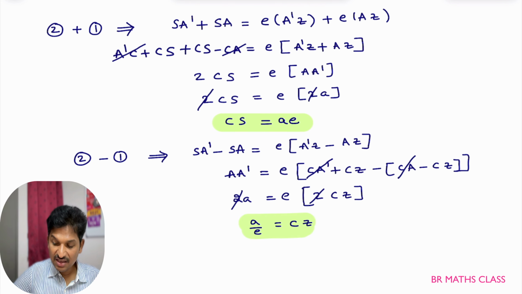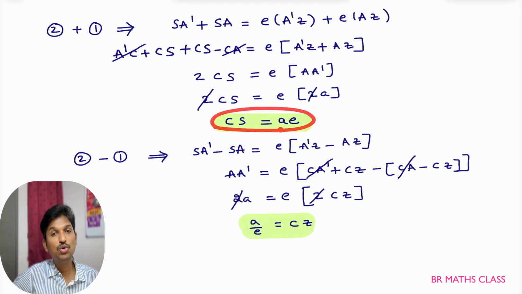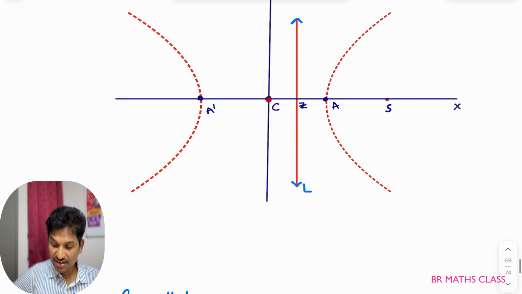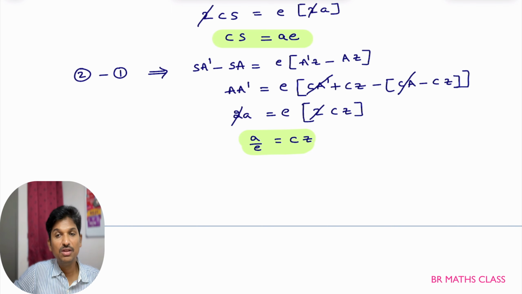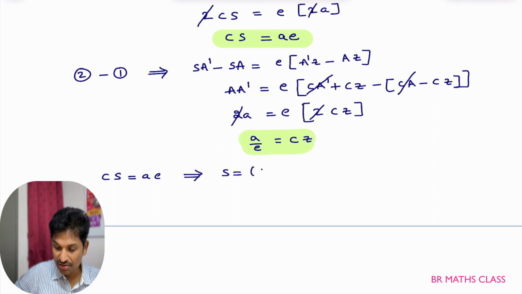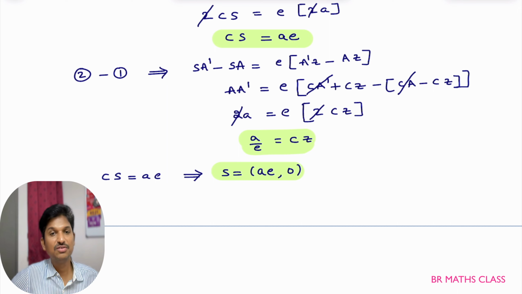As we got CS equal to AE, from this you can write the focus. See here, C is the origin, CS. You got this CS as AE, as this length is AE. What is S? S is (AE, 0), right? We'll conclude this second part. As CS equals AE, we can say that S is the focus. S means focus. S is (AE, 0). This we use as a formula in this chapter: focus of hyperbola, S is (AE, 0).